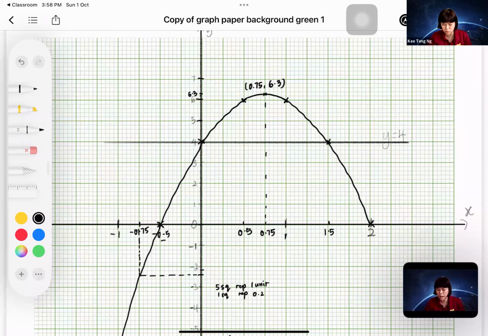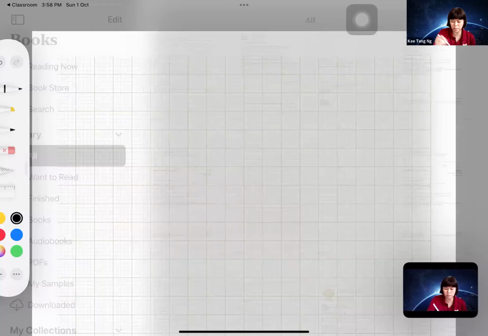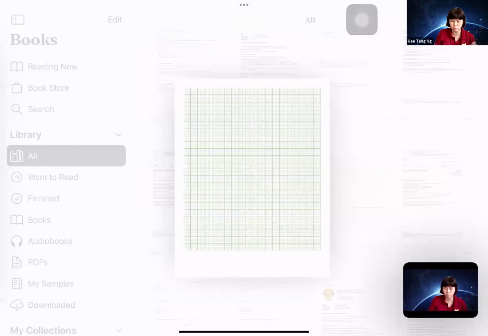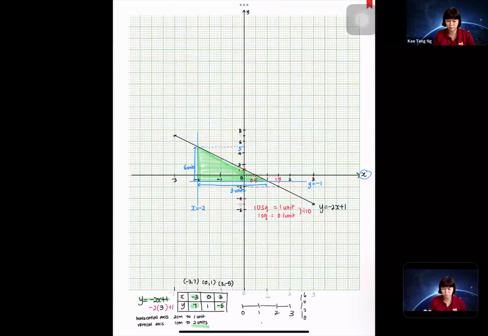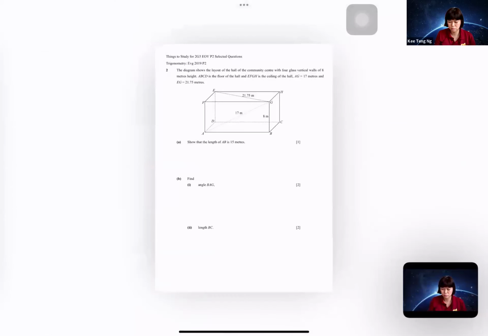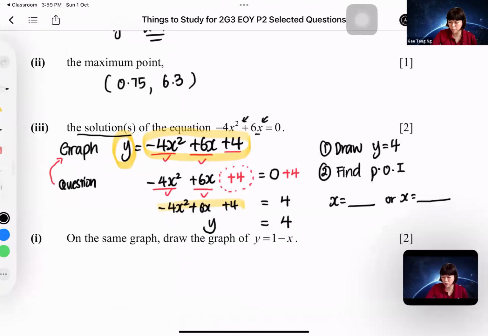Therefore, we read our solutions. Such a brilliant solution. At the intersection, the x value is 0. The other x value is 1.5. So my two answers: x equals 0, x equals 1.5.